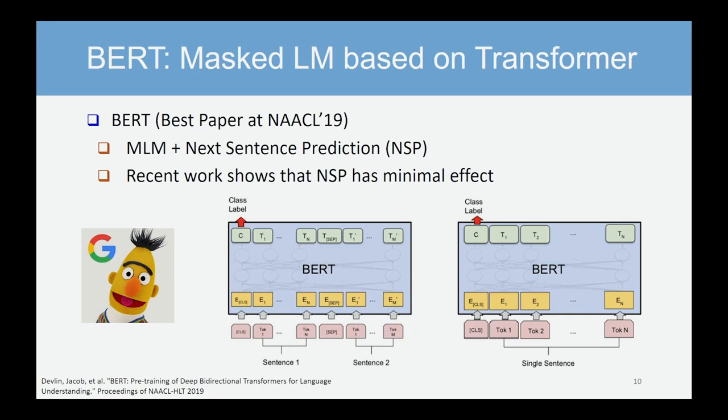So BERT, without any surprise, won another Best Paper award in the same NAACL conference the next year. It's basically doing two things: the masked language model plus the next sentence prediction. But more recently, research has shown that the next sentence prediction, NSP, doesn't play any significant role here. So it's still the language model itself that contributes the most in these modern models. These are the very first language models we have seen in the literature of NLP.